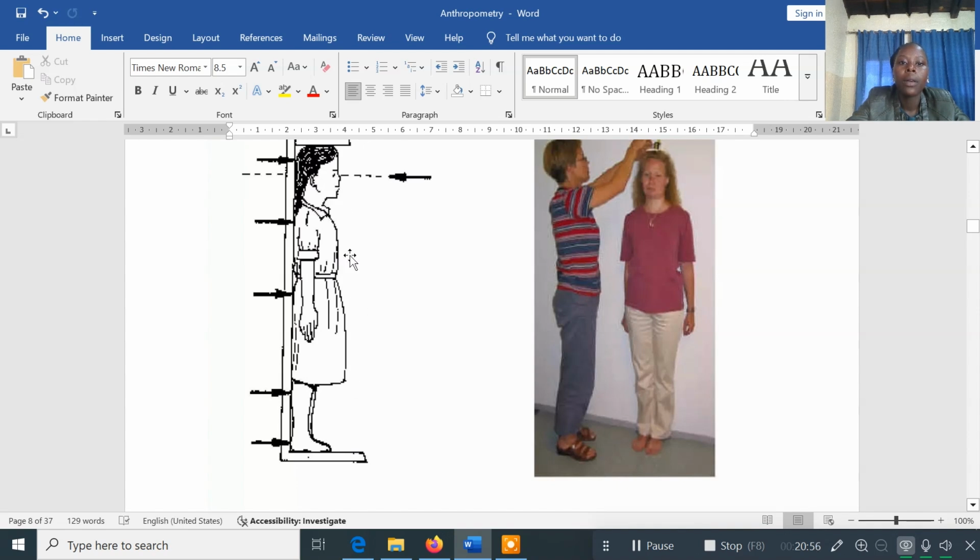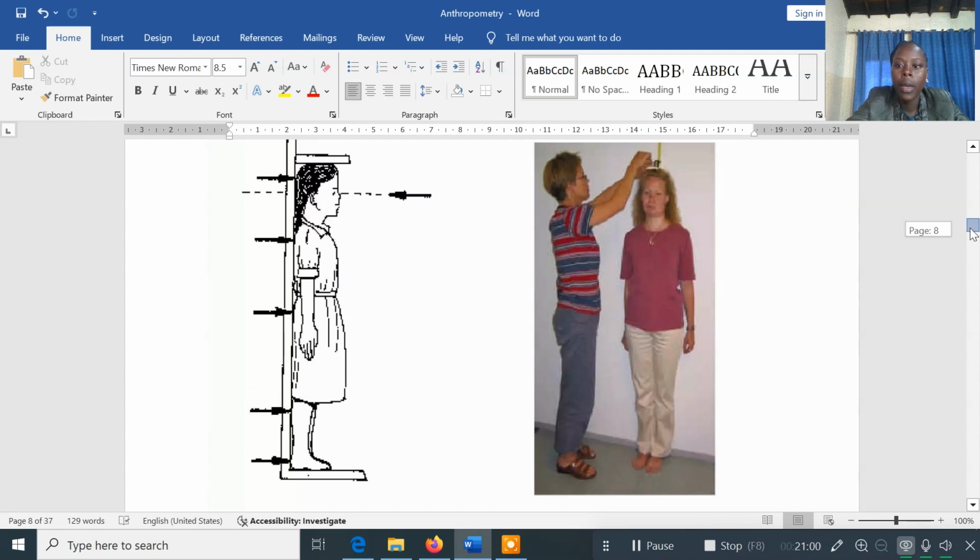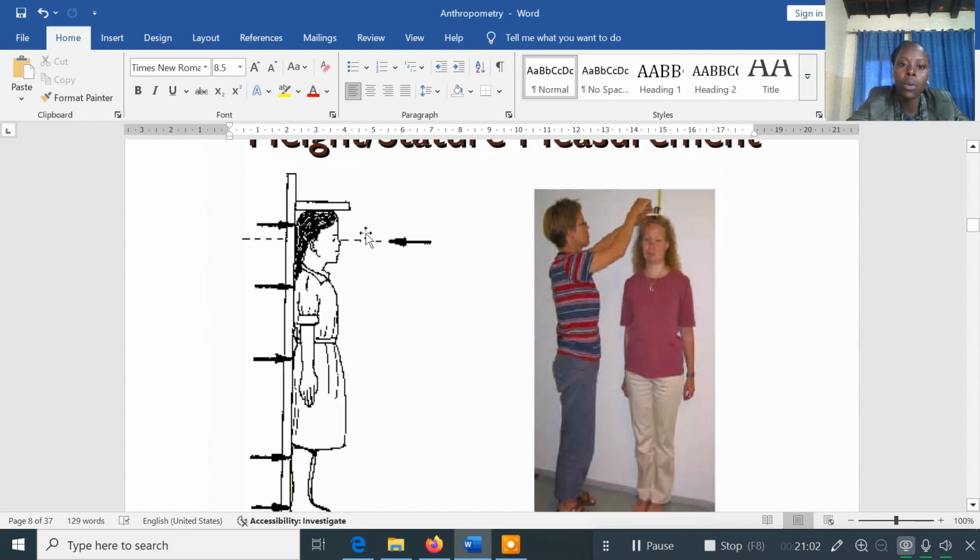Okay. Then you bring your adjustable headboard. This one, you adjust it and you make sure that it is touching the superior part of the head of your client, and you compress a little bit on the hair. So this is the adjustable board.